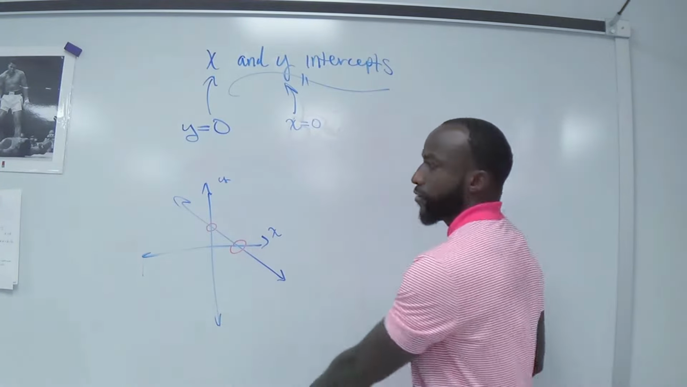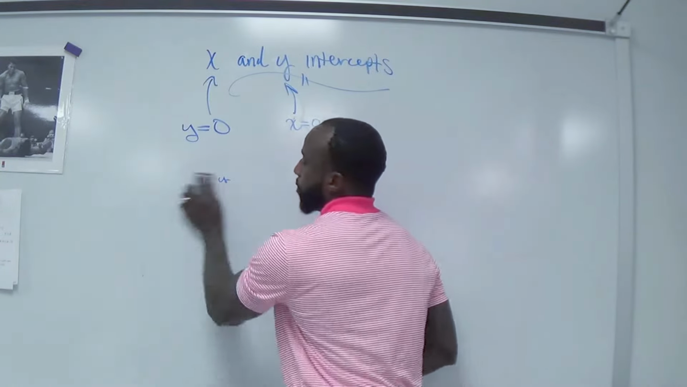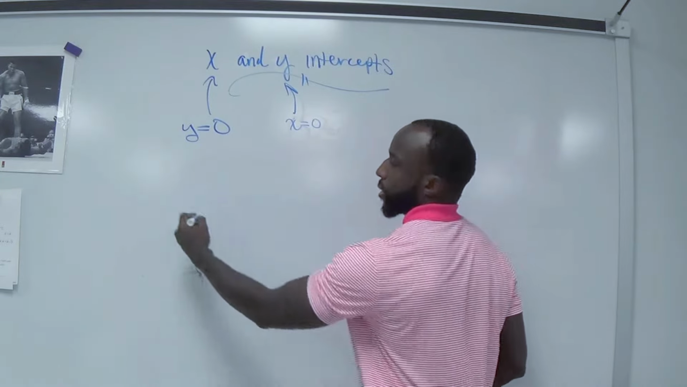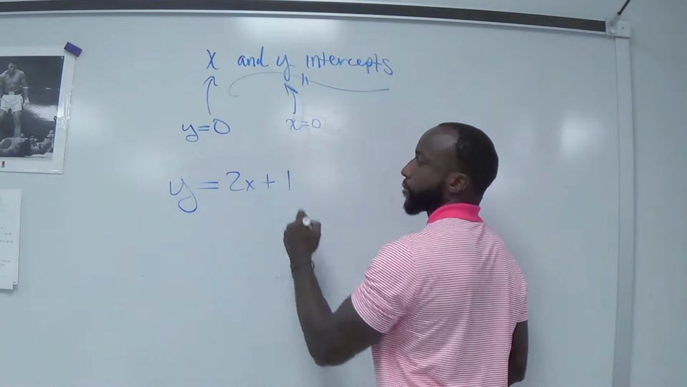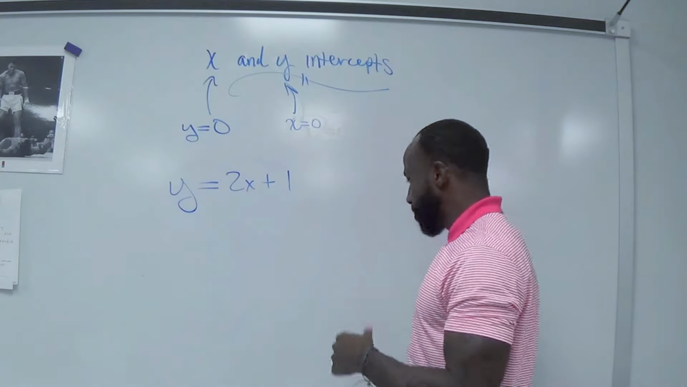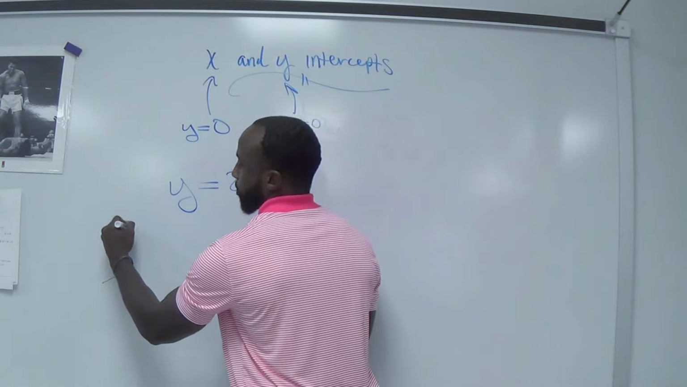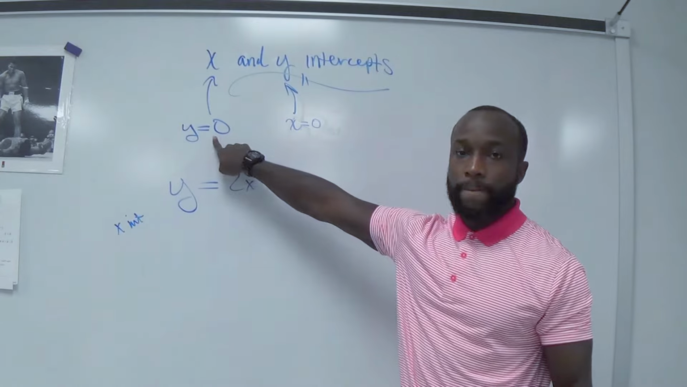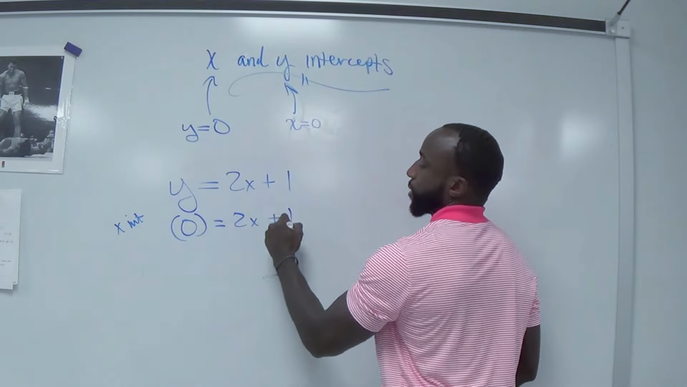Okay? Now, if we're not given a line or a picture of a line, then we can find it algebraically as well. Let's look at this example here: y equals 2x plus 1. This is how you would figure out the x and y intercept. Let's do the x-intercept first. To find the x-intercept, you set y equals 0. That means you end up with 0 equals 2x plus 1.